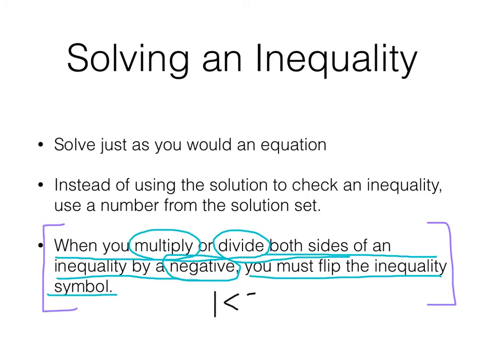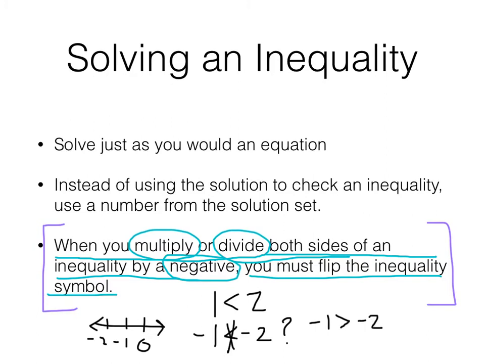Think: 1 is less than 2. True, right? Of course it is. 1 is smaller than 2. Well, multiply them both by negative 1, and look what you get. Is negative 1 smaller than negative 2? Well, on my number line, if this is 0, and here's negative 1 and here's negative 2, no. Negative 1 is further to the right compared to negative 2, which means it's bigger. So this is wrong now. It should be negative 1 is greater than negative 2.